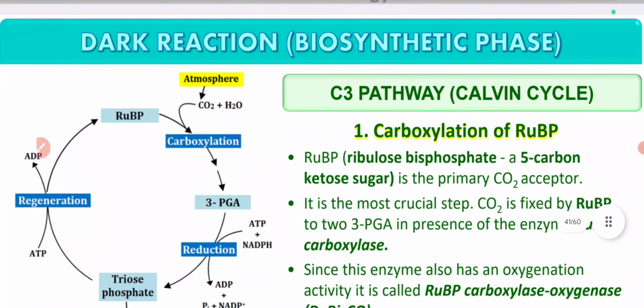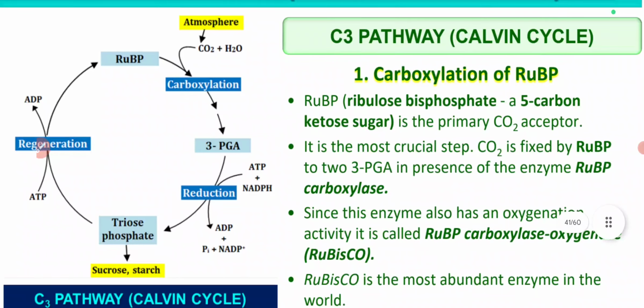First of all, carboxylation of RuBP. What is RuBP? RuBP is ribulose bisphosphate, a 5-carbon ketone sugar. It is the primary CO2 acceptor that receives the CO2. It is the most crucial step. CO2 is fixed by RuBP to 2 molecules of 3-PGA in presence of the enzyme RuBP carboxylase. Since this enzyme also has an oxygenation activity, it is called RuBP carboxylase-oxygenase, or in short, Rubisco. Rubisco is the most abundant enzyme in the world.